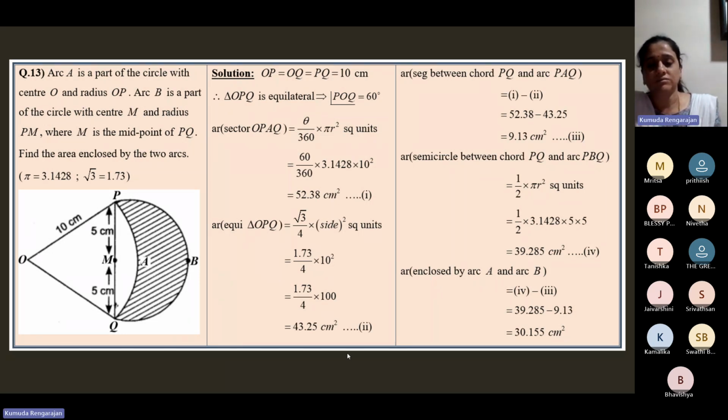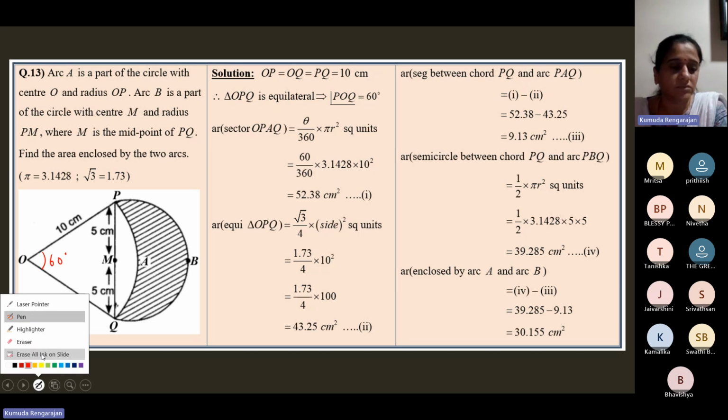Completed, children? Yes, ma'am. Okay. So we found the sector angle because it's an equilateral triangle. The sector angle is 60 degrees.